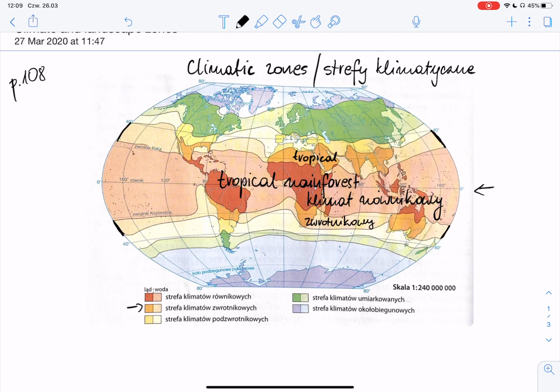More to the north and more to the south, we have another zone of climate, which is marked in yellow. The northern one is here, the southern one is here, and this is called the subtropical zone.